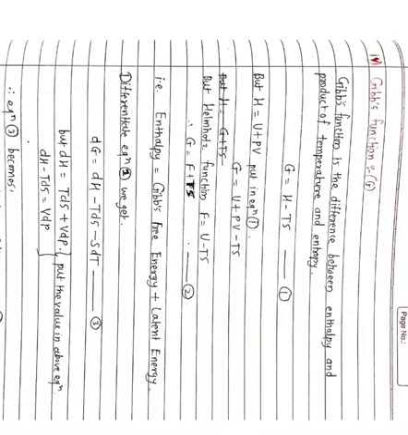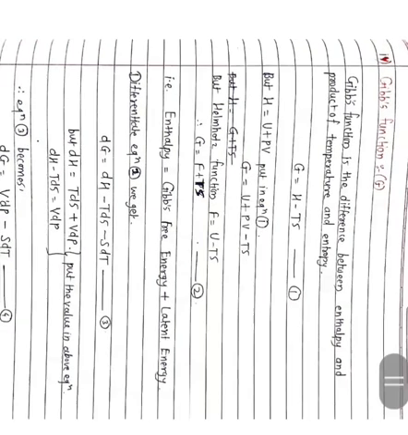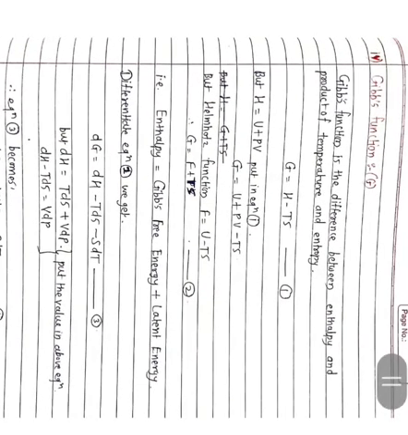Hi students, in the previous lecture we were studying the thermodynamic potentials or thermodynamic functions. They are derived from the thermodynamic variables, which are the fundamental variables: pressure, volume, temperature and entropy. There are four principal thermodynamic potentials: internal energy, enthalpy, Helmholtz function and Gibbs function. In the previous lecture we studied only three: internal energy, enthalpy and the Helmholtz function. The next one is the Gibbs function.